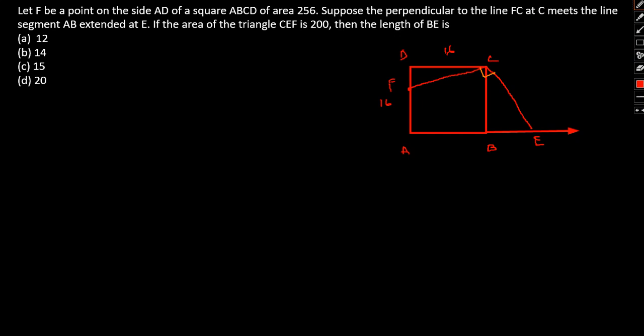CEF, so this is a triangle. The area of this triangle is 200. So we need to find the length BE, this particular length. AB is again 16.